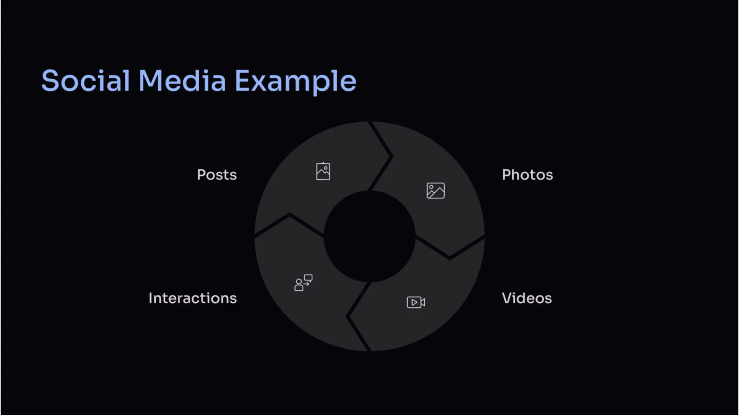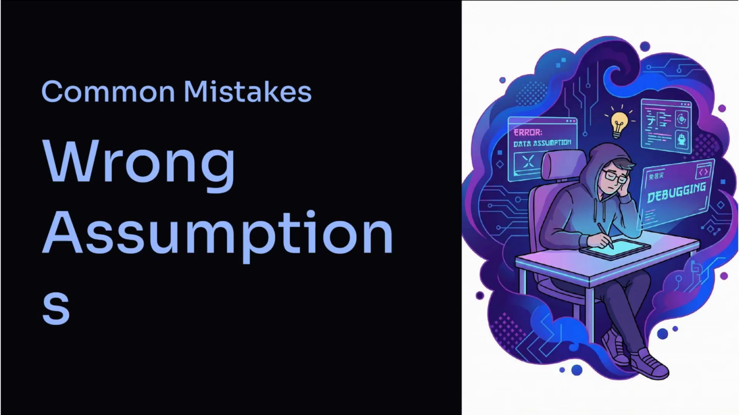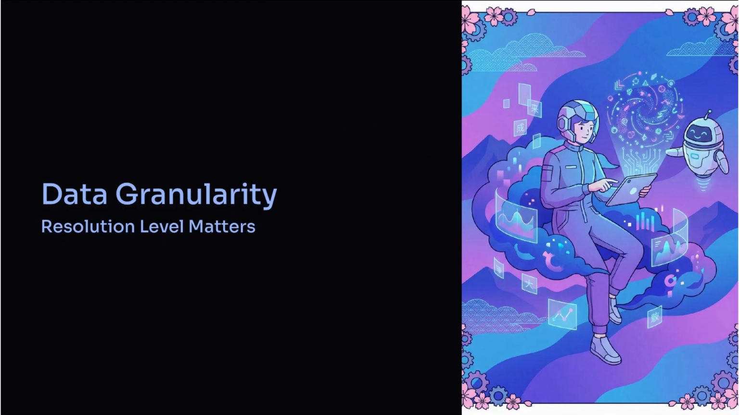Choosing the right model depends on matching model assumptions to data properties. A common mistake is applying models without considering whether the data structure supports their assumptions. Treating all data as interchangeable leads to poor system design and unreliable results. Data granularity refers to the level of detail captured. Higher granularity provides more detail but increases complexity. Aggregation can simplify data but may remove important variation or minority patterns.